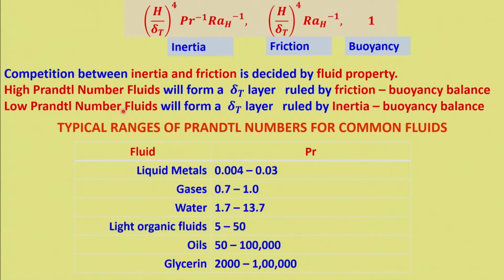For low Prandtl number fluids, the delta t layer is governed by inertia to buoyancy, and nu is very less, so that's why we take inertia as high. Inertia is balanced by buoyancy. So these are the typical values for various Prandtl number fluids.